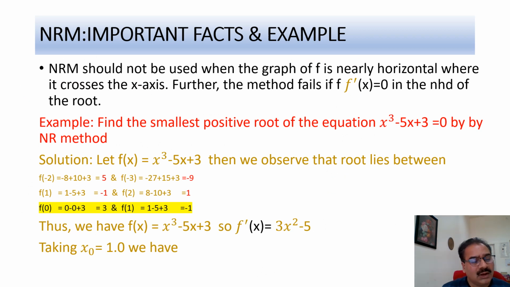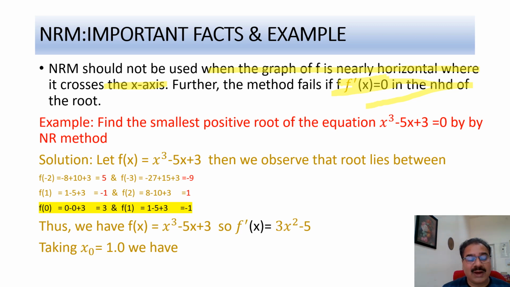Now, one important note: the Newton-Raphson method should not be used when the graph of f is nearly horizontal where it crosses the x-axis. Further, the method fails if f dash x naught is 0 in the neighborhood of the root. So, for example, let us do one example.